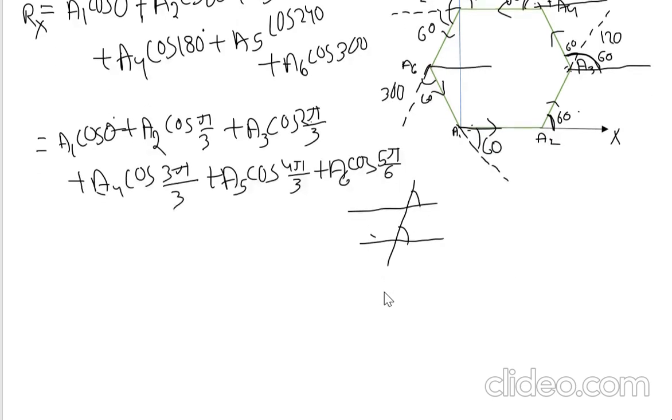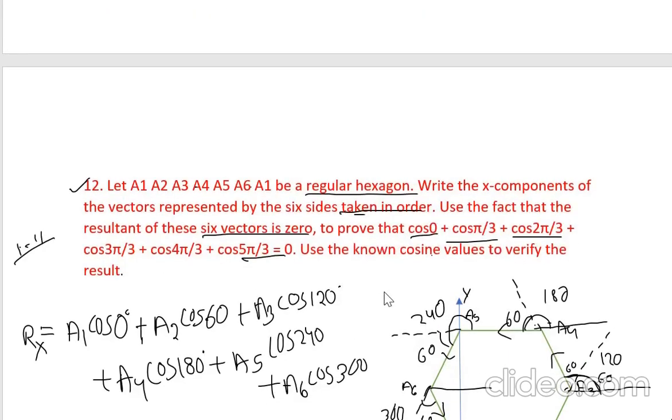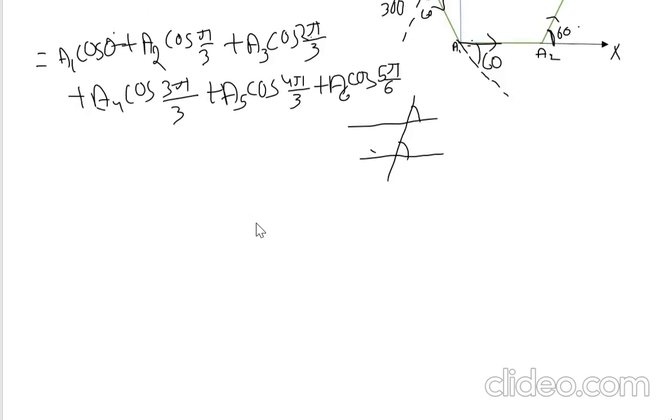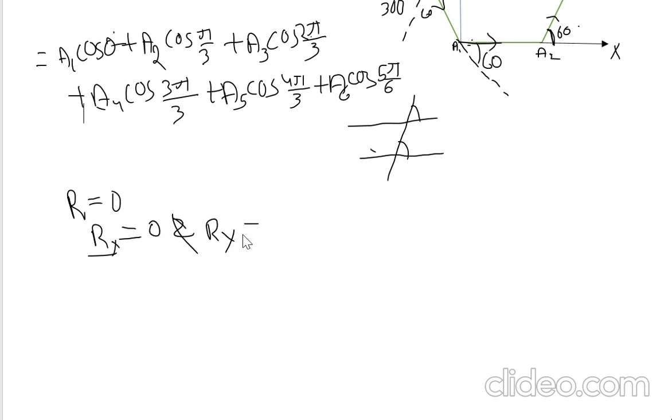Okay, now one fact is given that we have to use: the resultant of the 6 vectors is 0. So we have to use this concept here. That means the main resultant is 0, so we can write Rx, the x component of the resultant, is also 0, and the y component of the resultant is also 0.